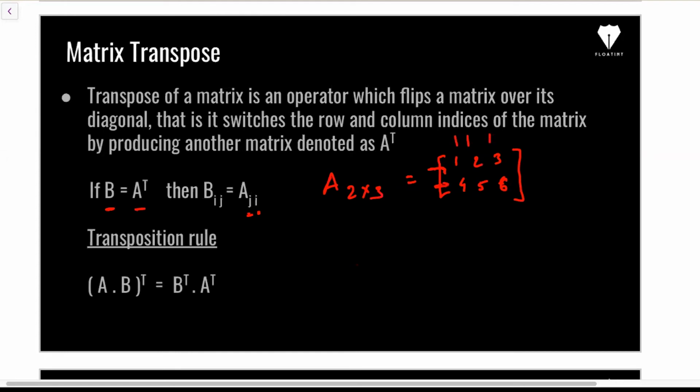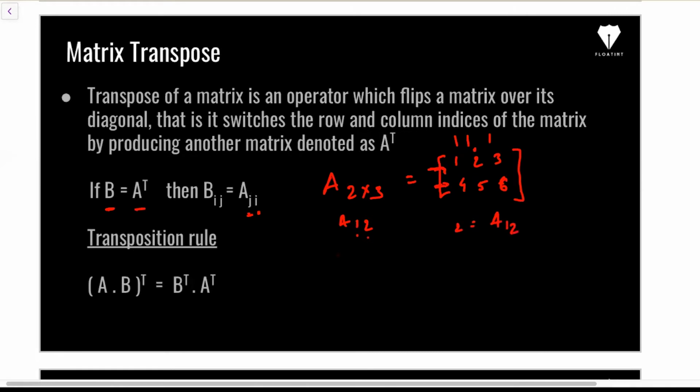Now, if I'm writing ij, it might be any number. Let's say I take 1, 2, to make it different from 2 cross 3. Let's say this is i and this is j. So what does A 1, 2 mean? It is the first row and second column, so this value. This 2 here is A 1, 2.